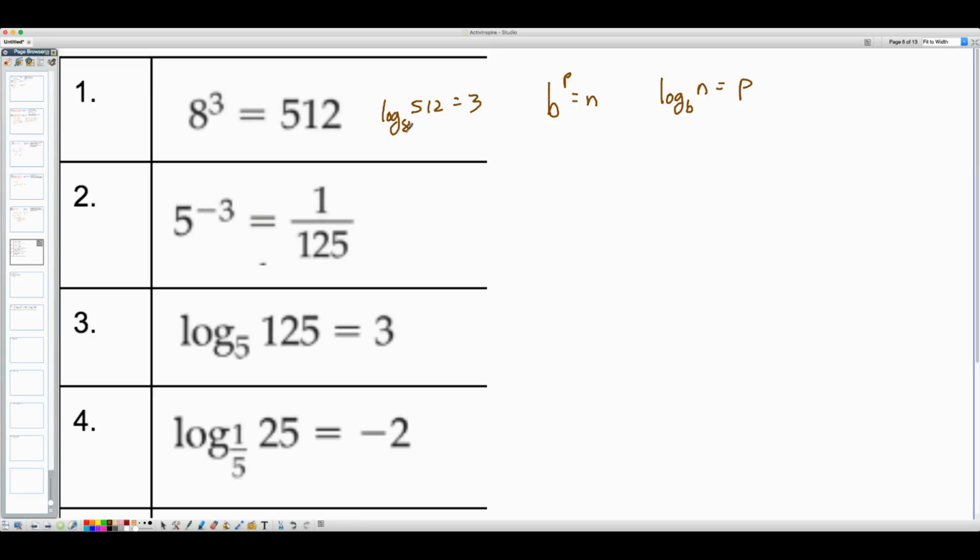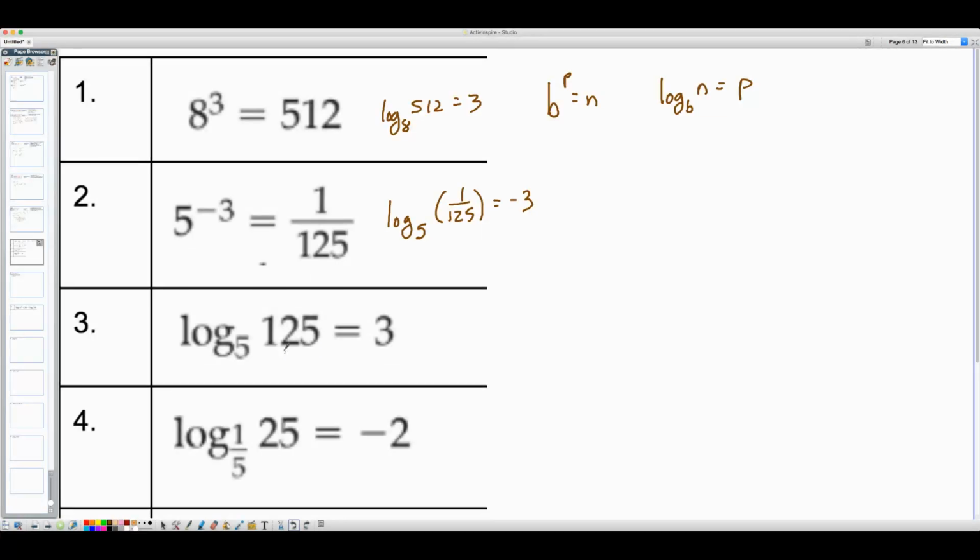Sure. What do you raise 8 to get to 512? 8 cubed is 512. Here we have the log in base 5 of 1 over 125. What do you raise 5 to get to 125? That's negative 3. We're doing the same thing with this guy, only it's going to be the reverse.